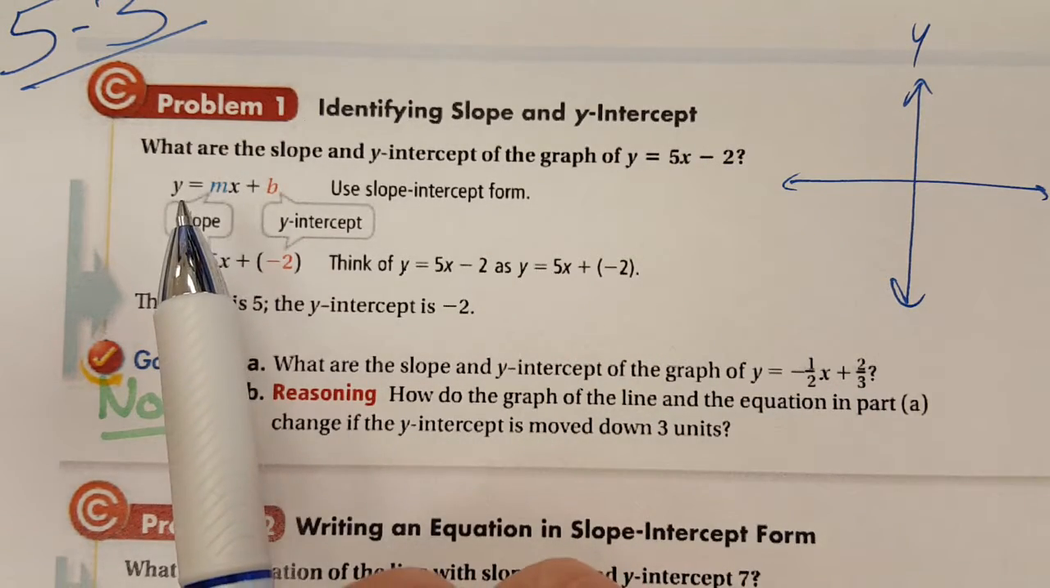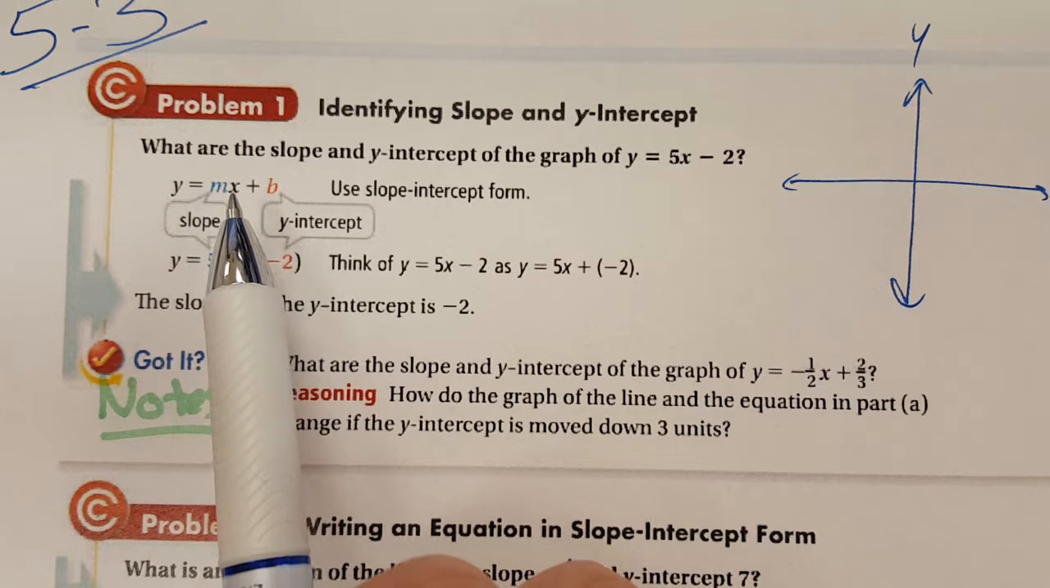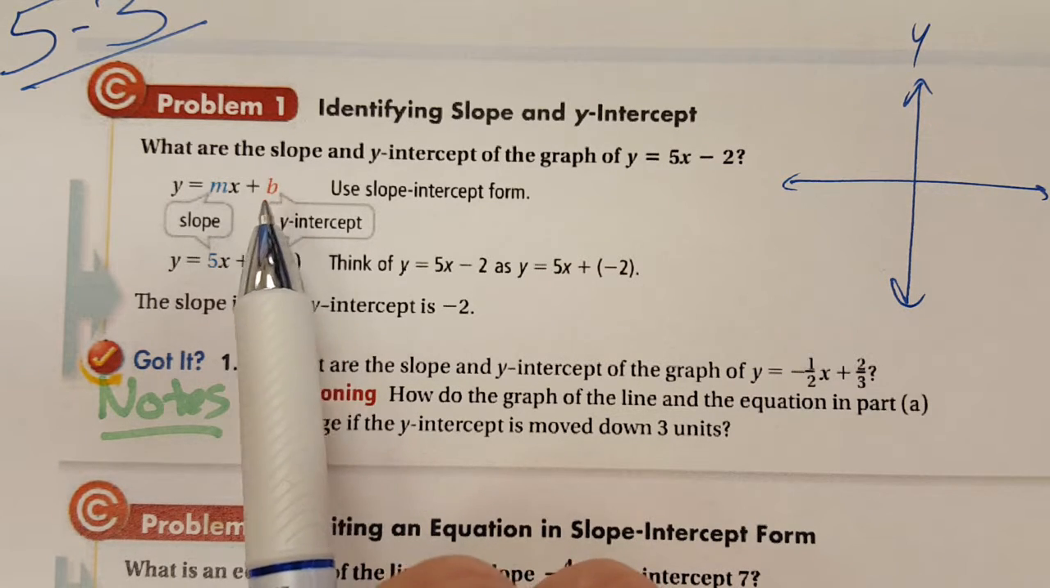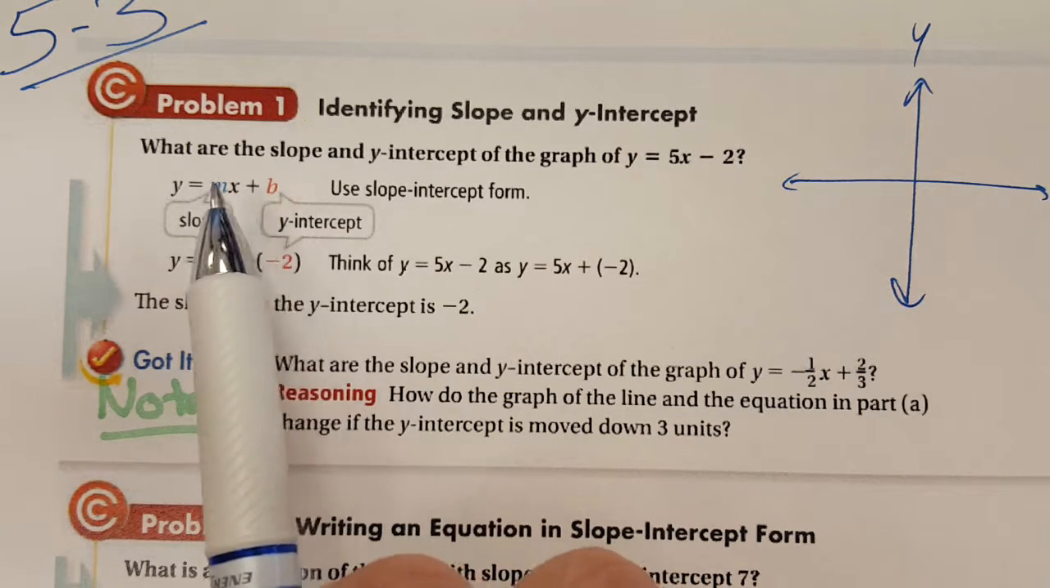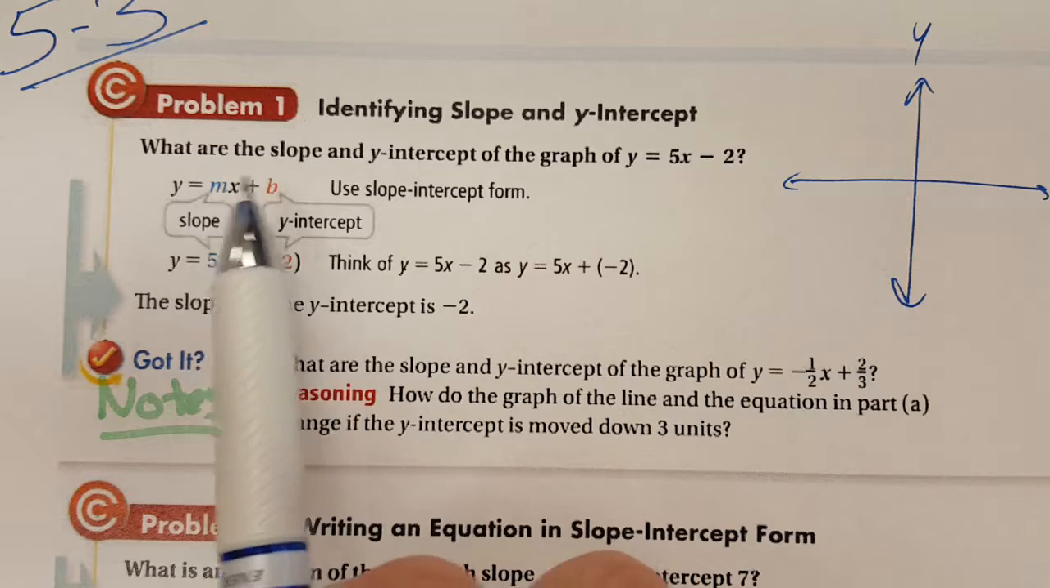So if you look at the equation, in slope-intercept form, the slope is always connected to the x, and the y-intercept is a number that's all by itself on the right side. Well, it could be here, it could be there. These two things can be interchangeable, but this is the best way to write it.